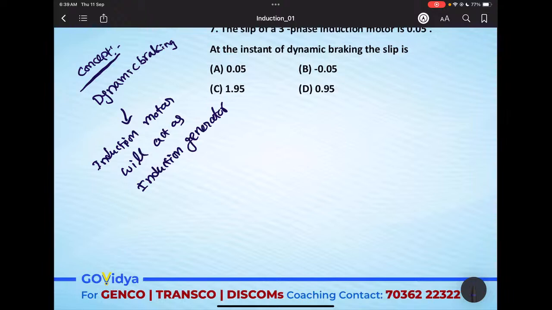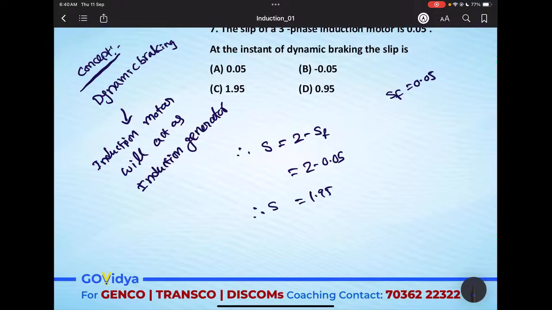Okay, the induction motor will act as an induction generator. We know that for an induction generator the slip will be 2 minus S_F. The given S_F is 0.05, so 2 minus 0.05 will be 1.95. Therefore S_G is given by 1.95. Our option will be C. Okay, it is a simple question.